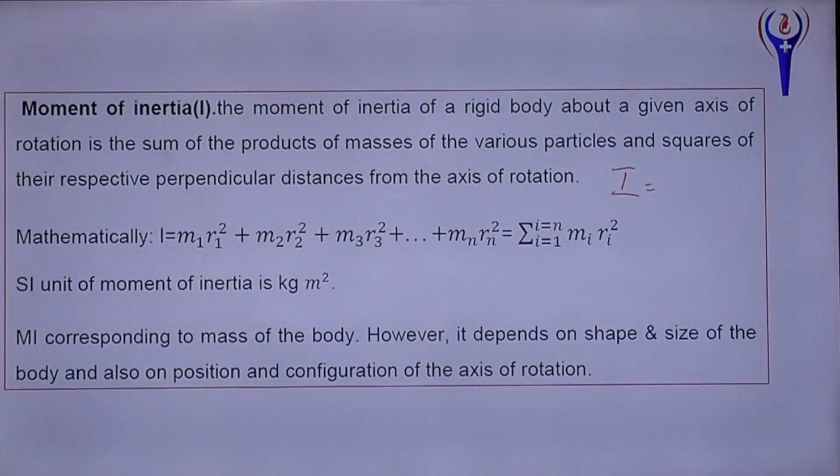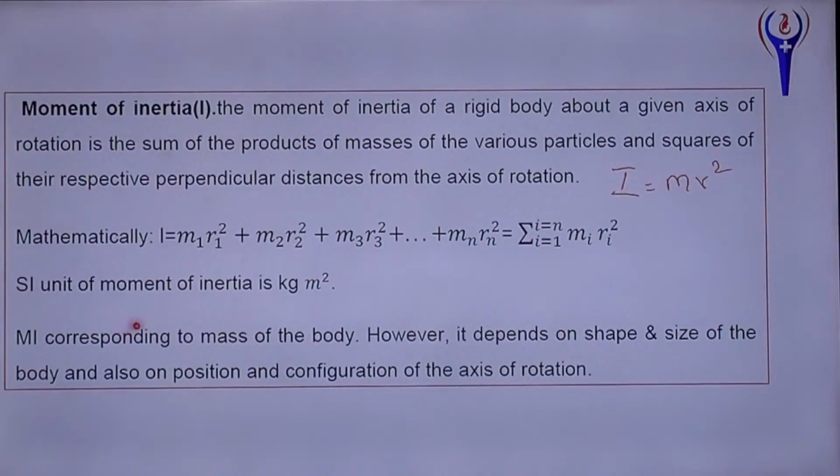I equal to m r square. And mathematically, I equal to m1 r1 square plus m2 r2 square plus m3 r3 square up to mn rn power 2. That is equal to summation i equal to 1 to n of mi ri square. It gives the moment of inertia for n number of particles. Suppose it contains 10 particles, then i goes to 10: m1 r1 square plus m2 r2 square up to m10 r10 square, like that.